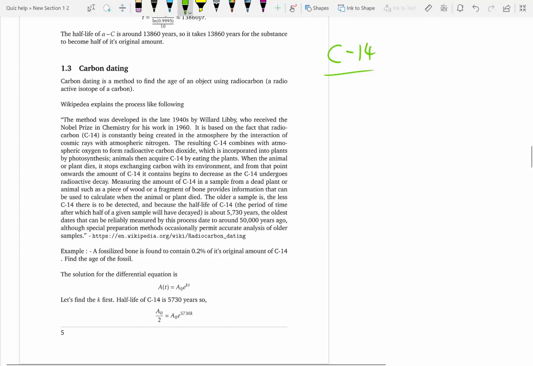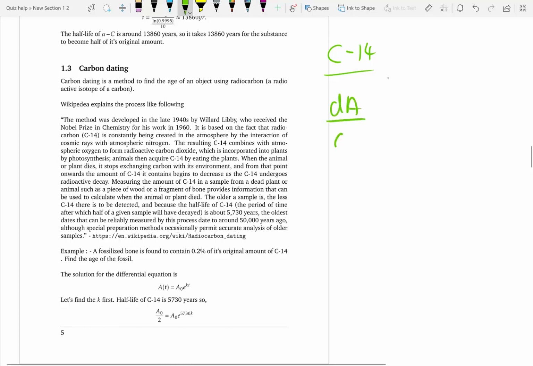How old is this fossil? Like dinosaurs, we find dinosaur fossils and analyze the carbon 14 amount left, and we use these differential equation models to find the age of the dinosaur. How long before was it dead or lived? Okay, so that's the carbon dating process. Again, it's the same differential equation.